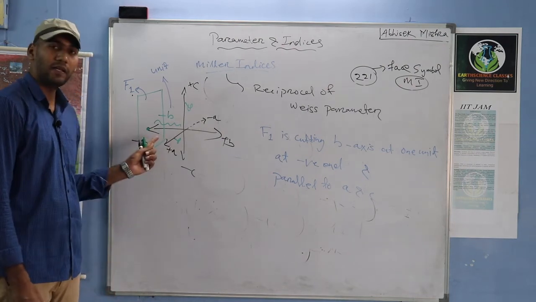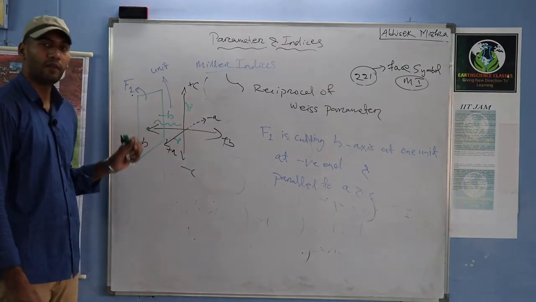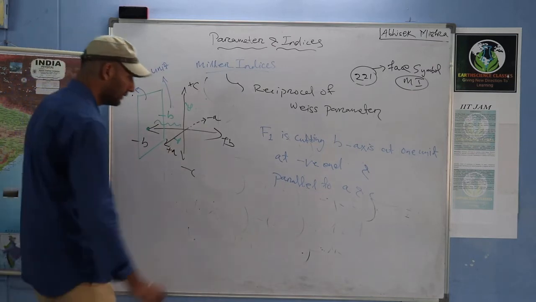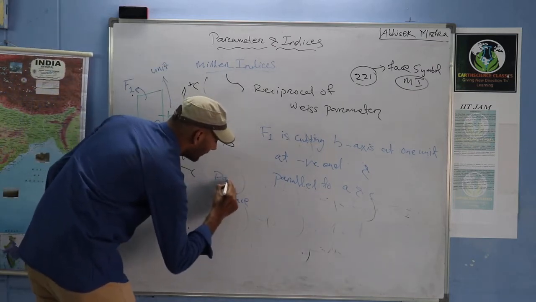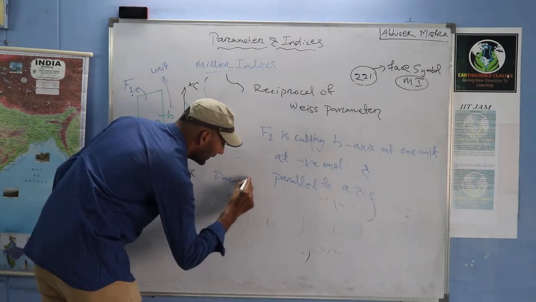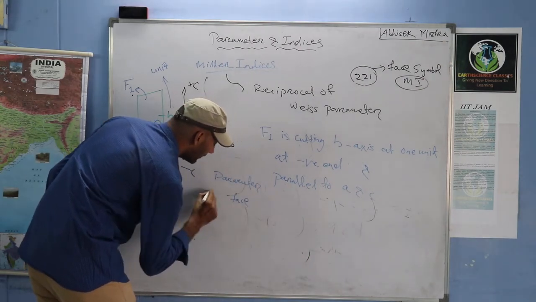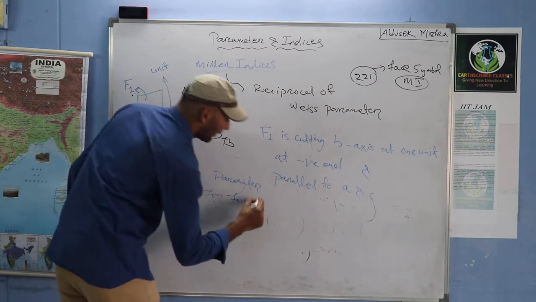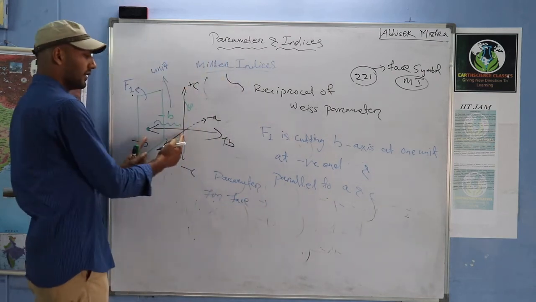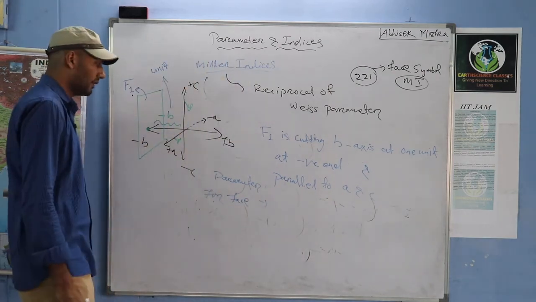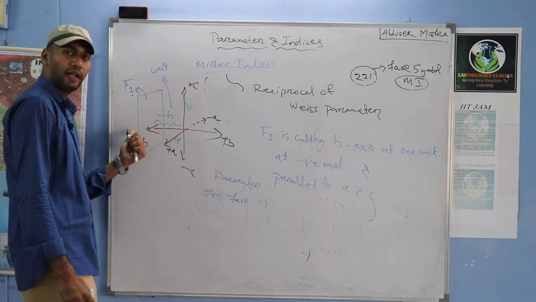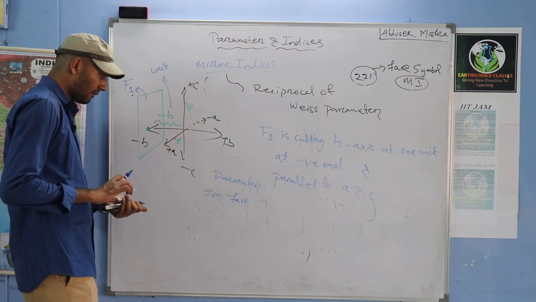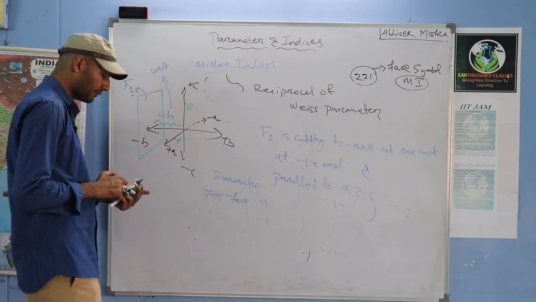So what will be the parameter here for this phase? The parameter for the phase, parameter means Weiss parameter, right? What is the parameter for the phase? It is cutting B at minus 1. It is unit distance, but in the negative direction. So that is minus 1, right?